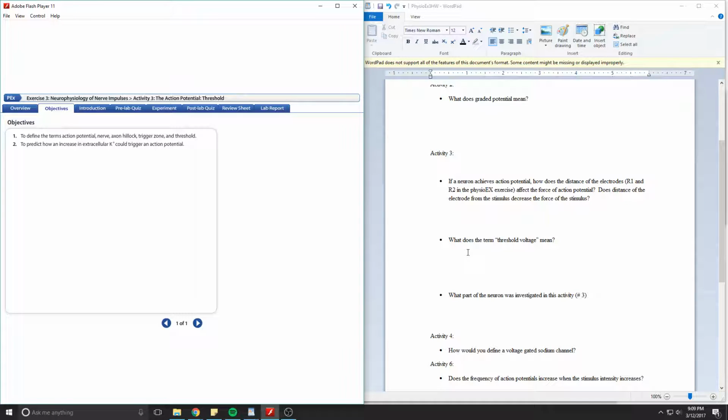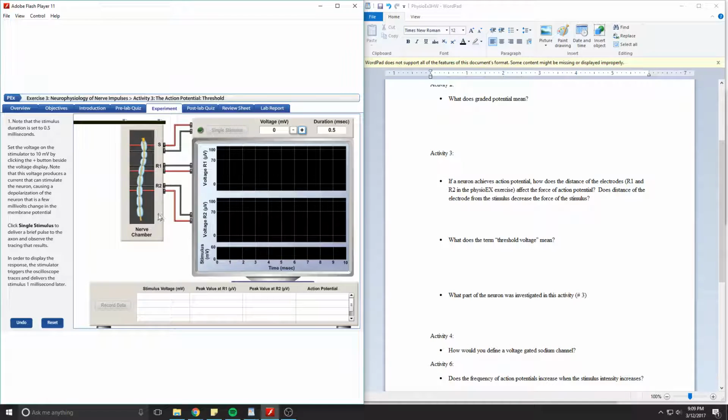Okay. I assume the distance of the electrode is going to decrease the action potential. What does the term threshold voltage mean? And what part of the neuron was investigated in this activity? Alright, we're just going to go straight to the experiment.